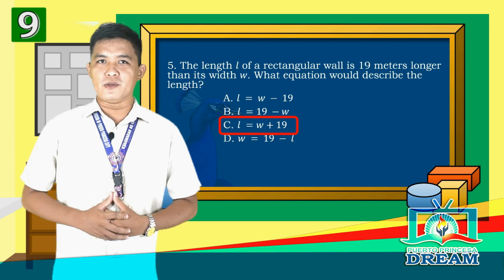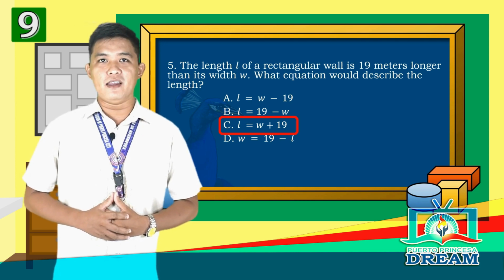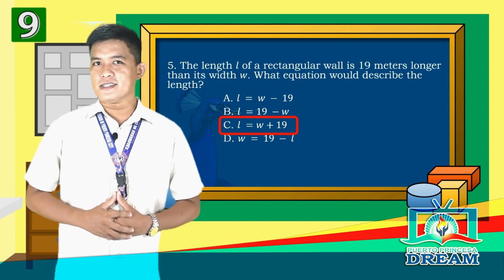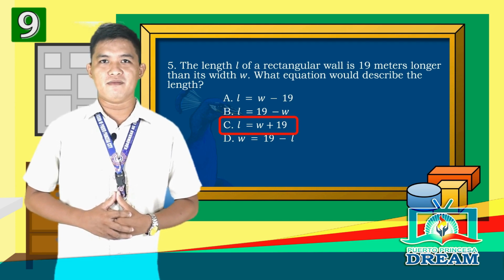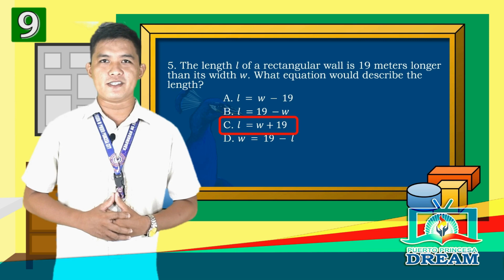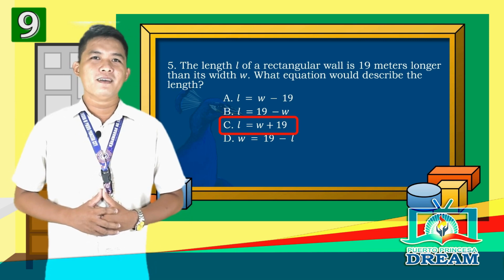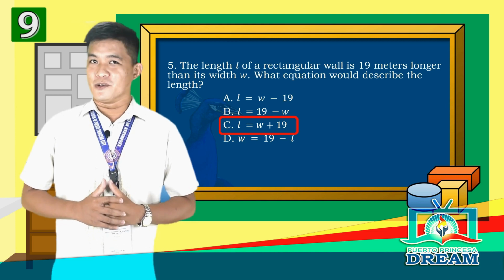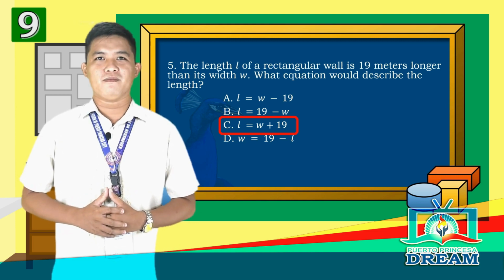Translate the statement into equation. We let L be the length of the wall and W be the width. Hence, L is equal to W plus 19. And the correct answer is letter C. Did you get a perfect score? That's great! You really understand our lesson well.